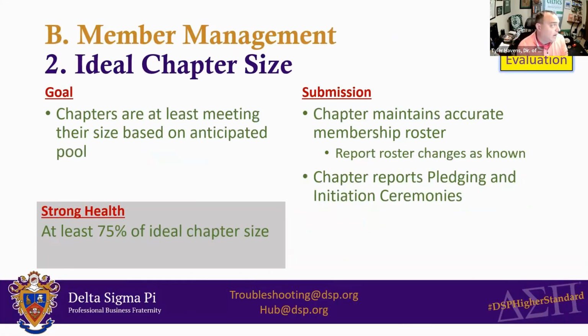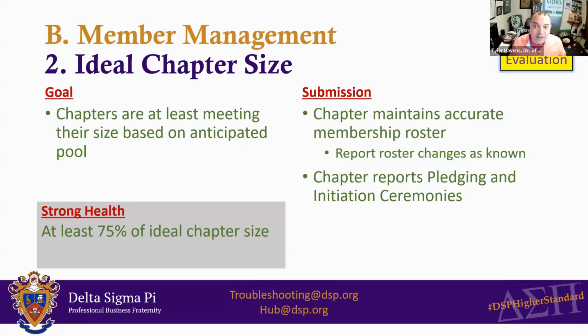Moving into our next piece is our member management and the ideal chapter size. This is also going to be a new evaluation. And so what we're looking for here is for chapters to be at least 75% of their ideal chapter size. And as I mentioned, I'm going to go through how that's calculated here in just a second.